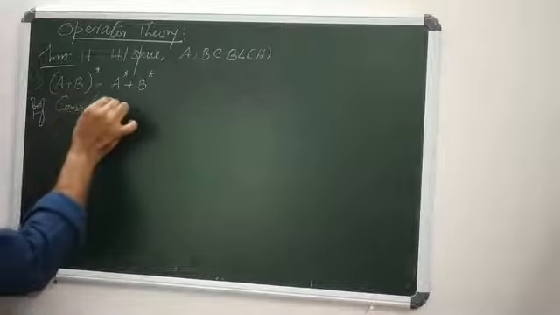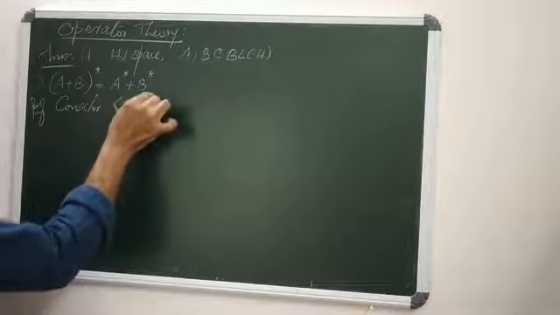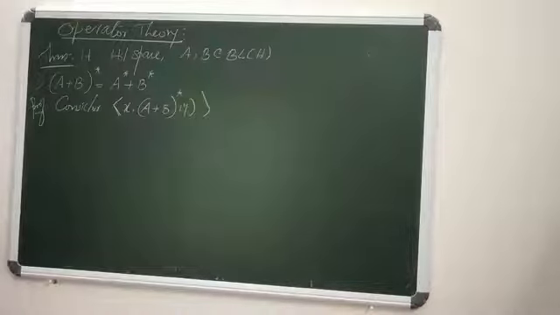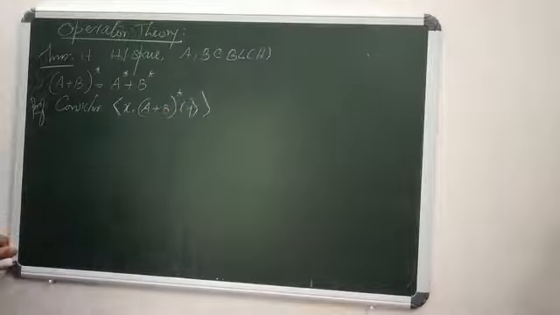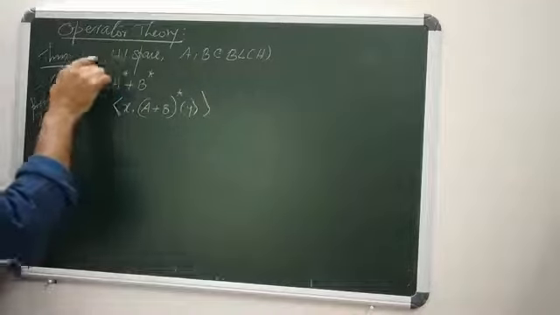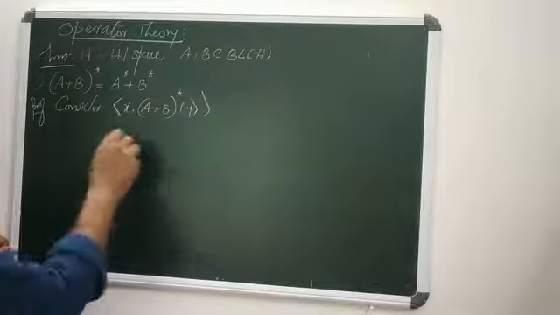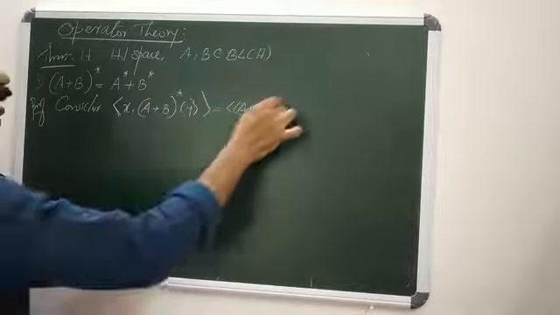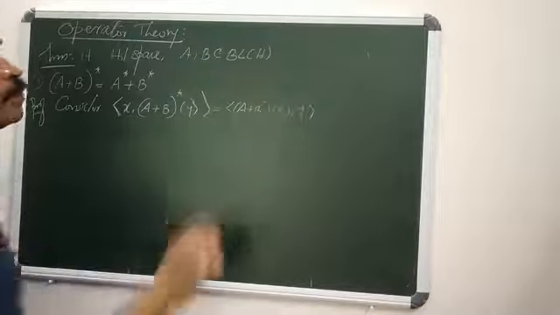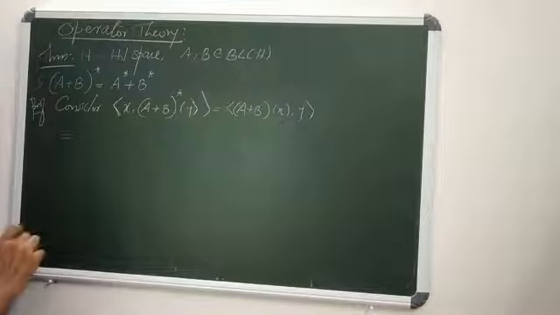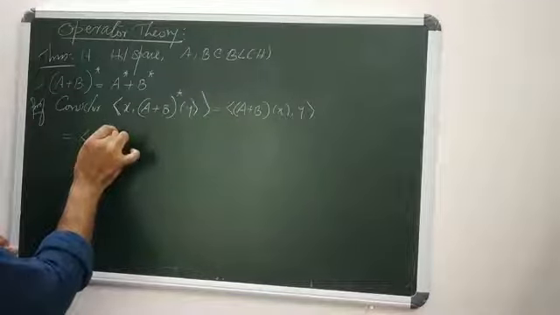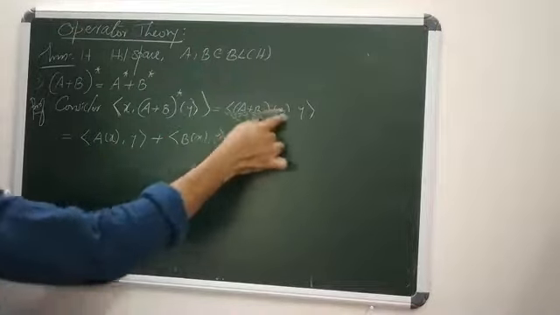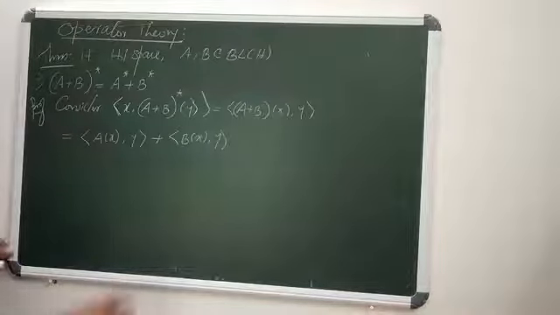Consider inner product of X, (A plus B) star of Y. (A plus B) star is the adjoint of A plus B. So, by our definition of the adjoint, it equals inner product of (A plus B) of X, Y. By linearity in the first variable, that is inner product AX, Y plus inner product BX, Y. This is inner product of AX plus BX, Y. Again by the linearity, it is inner product AX, Y plus BX, Y.